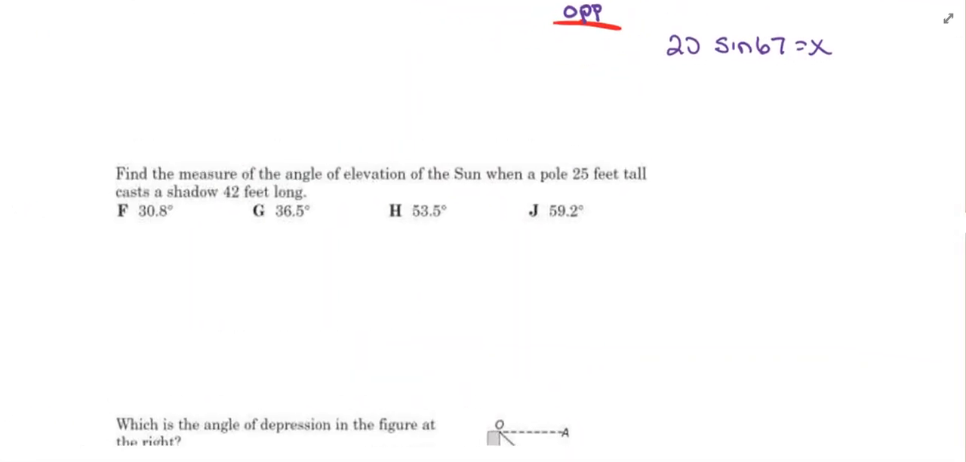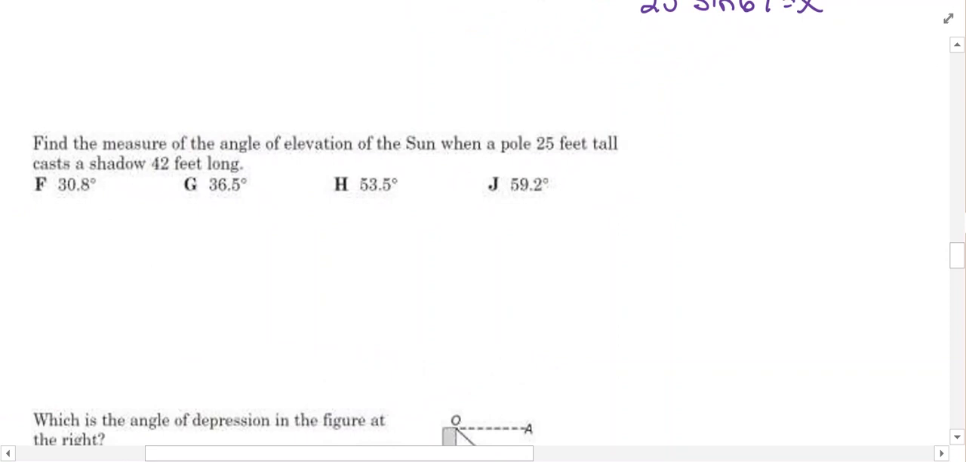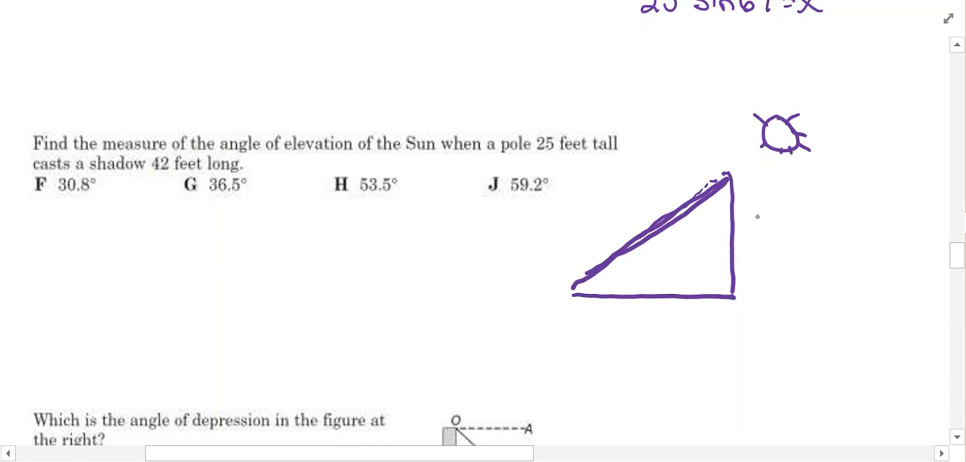Going on to the next problem. Problem number 10. I want to find the measure of the angle of elevation of the sun when a pole 25 feet tall casts a shadow 42 feet long. So if this is my pole right here, and the sun is up here, the shadow it's going to cast is down this way onto the ground. So here's my pole, which is 25 feet tall. The shadow is 42 feet long. And I want to find this angle of elevation right here. I'll call it x.